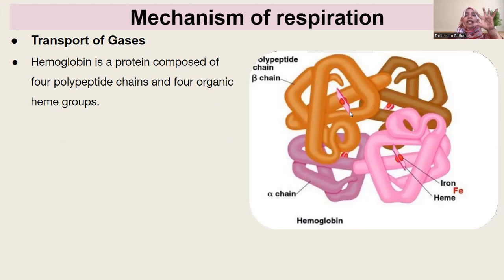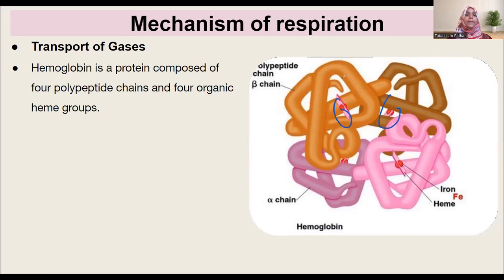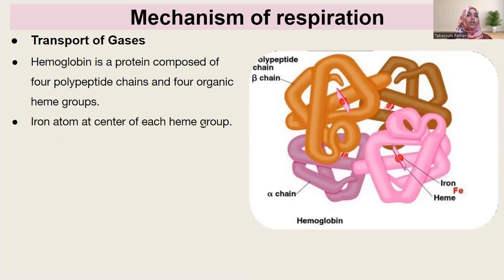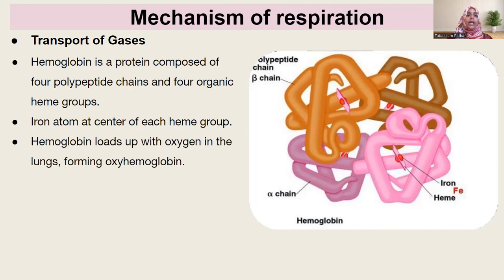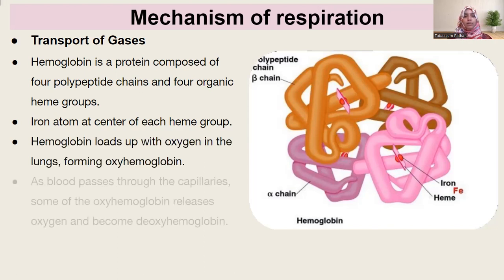Basically, hemoglobin is made up of four polypeptide chains, the alpha and the beta chains. It has four places for carrying four heme groups. Four oxygen atoms can be taken in by one hemoglobin molecule. Iron is at the center of each heme group. The hemoglobin takes up oxygen from the lungs, forming oxyhemoglobin.